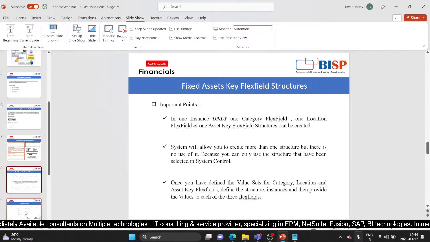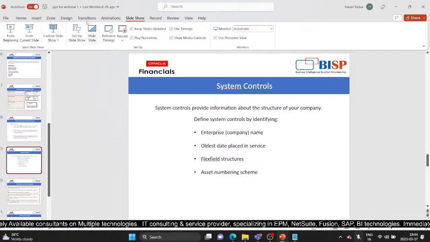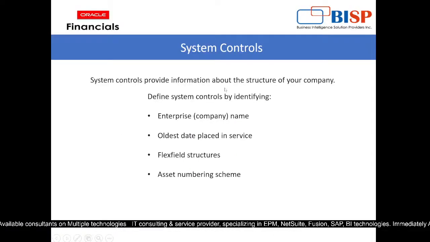Now moving further to the third setup, which is the system control. So the system controls provide us the information about the structure of our company. It will define the enterprise name and most importantly the oldest date placed in service, the Flexfield structures and asset numbering scheme. So this is a one-time setup, as I have told you, that provides information regarding our company, the Flexfield structure it is using, and the oldest date when the asset was placed in service and which is still being used by our company or the organization.